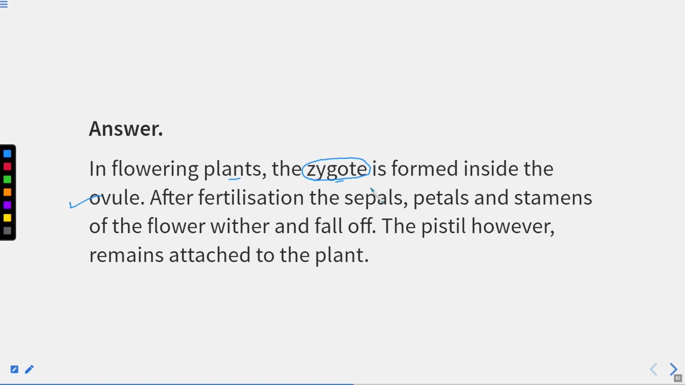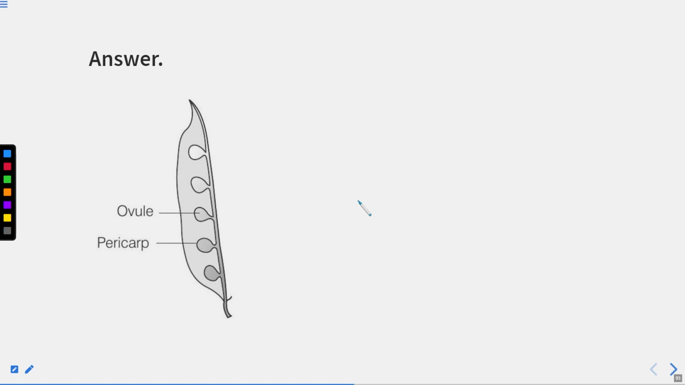Now, after fertilization, what happens? The sepals, petals, and the stamens of the flower wither off and fall off. The pistil, however, remains attached to the plant. The pistil is made up of ovary, style, and stigma. So only the pistil remains attached to the plant, and after fertilization the sepals, petals, and stamens wither off. So here is the labeling. These are the ovules. Ovules will develop into seeds. So they are seeds.